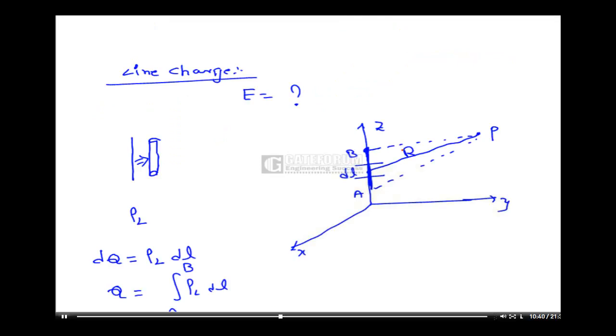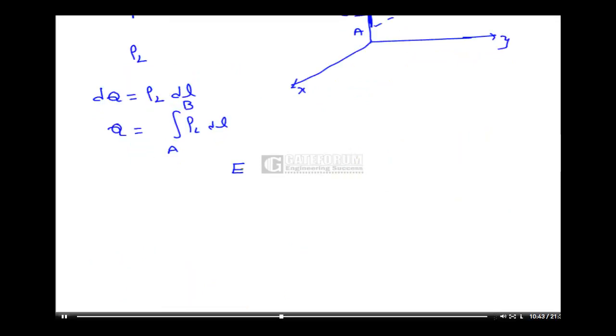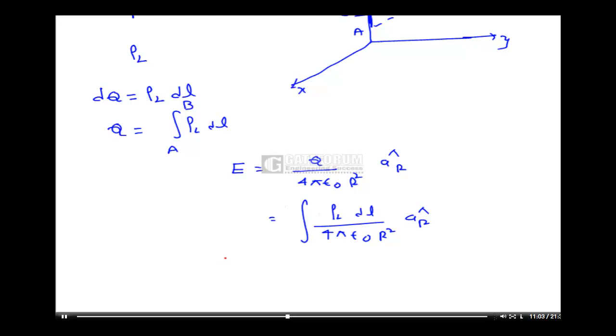Suppose the distance is r. I know that E is equal to, so I am keeping a unit charge here, q by 4 pi epsilon r square ar bar. But here q is nothing but rho L dl, so E is rho L dl by 4 pi epsilon naught r square ar bar. So that is equal to 1 by 4 pi epsilon naught integration rho L dl into 1 by r square ar bar. Now we have to calculate r.